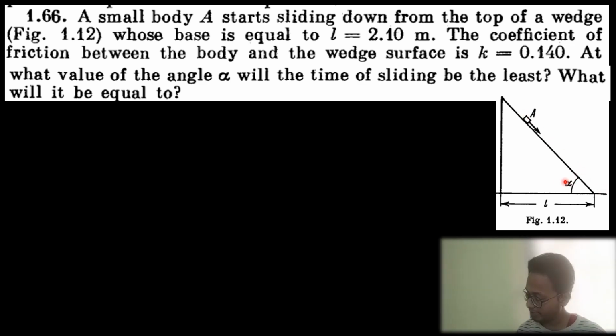So if alpha is equal to 90, it would have the highest acceleration, but the length it would have to travel is infinite. If alpha is equal to 0, it would have L distance to cover, but the acceleration to drive towards that L is 0. So somewhere between alpha equal to 0 and alpha equal to 90, there is some value of alpha for which the time taken for this block to reach this distance would be minimum.